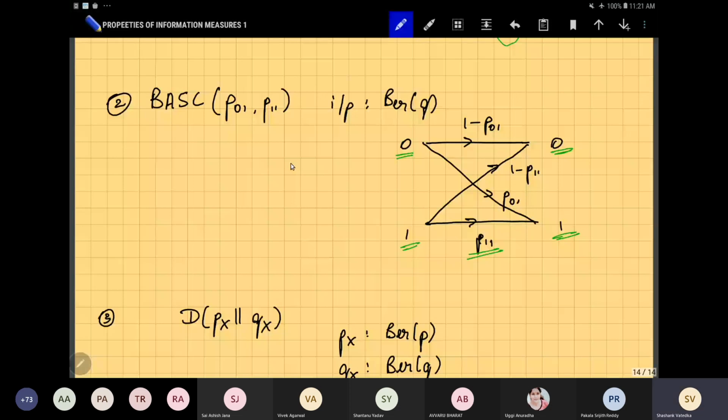So if you choose P01 equal to P and P11 to be 1 minus P, then basically you get the binary symmetric channel. So this is a more general form than the binary symmetric channel. Right? So now let's see what happens for this particular channel when the input is again Bernoulli Q.